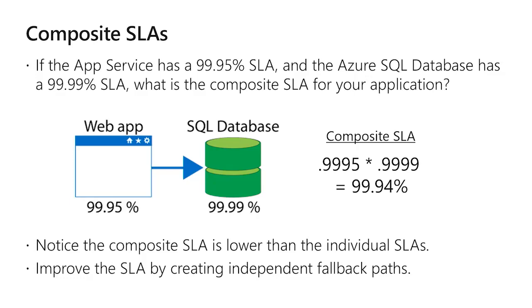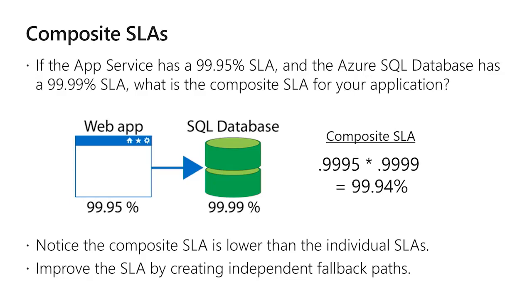It is always going to be lower than the lowest SLA, and the reason being is we have to factor in multiple points of failure here. We could have a failure at the web app, which impacts the SLA for SQL, and vice versa. So we have to be able to calculate it. And that would be what we'd have to adhere to as Microsoft for the SLA for that solution.